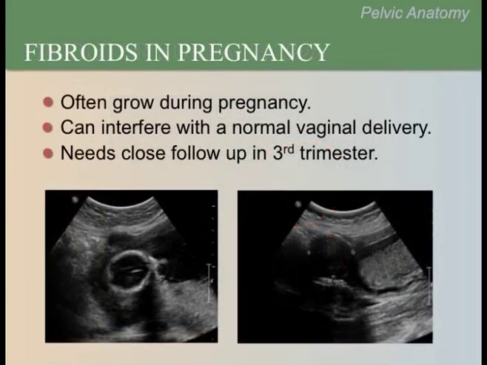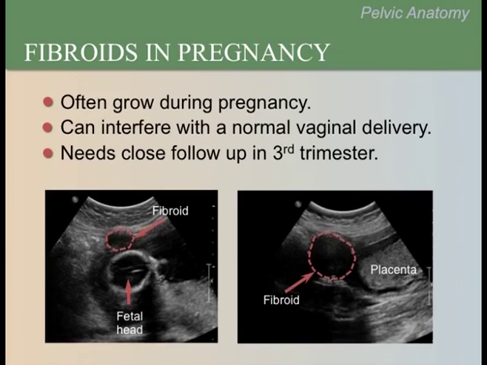These images show fibroids near the fetal head and next to the placenta. Please pause the video now to identify the fibroids within the group. Here we have labeled the fibroids, fetal head, and placenta to make them more obvious. Fibroids often grow during pregnancy.